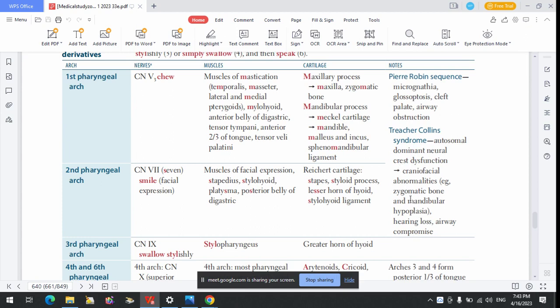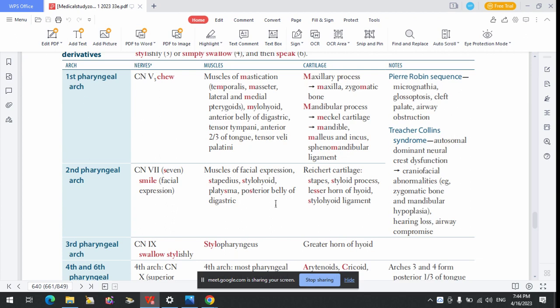The only thing is that in Treacher Collins you have problems with the zygomatic bone and hearing loss. So anything you can picture happening in Pierre Robin will also happen in Treacher Collins. In Treacher Collins you have two additional problems that are not in Pierre Robin: a problem with the zygomatic bone and a problem with hearing. That is it. The bones of the ear are problematic in Treacher Collins. Both are caused by problems involving the first and the second pharyngeal arch.